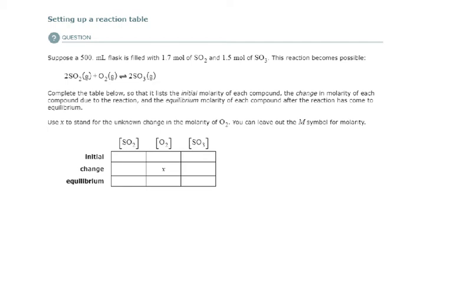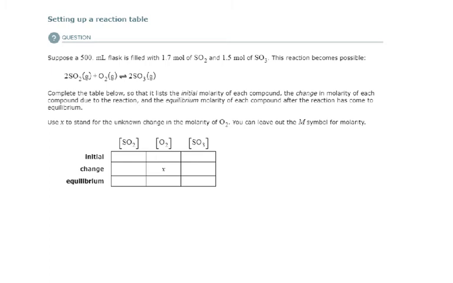All right, so here what we are doing is we are practicing setting up a reaction table. What this is going to help us do is take initial concentrations of reactants and, as long as we are given the equilibrium constant Kp or Kc, determine what the equilibrium concentrations will be.